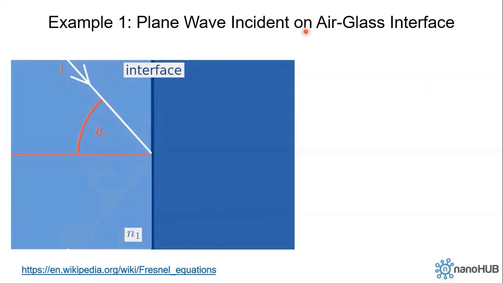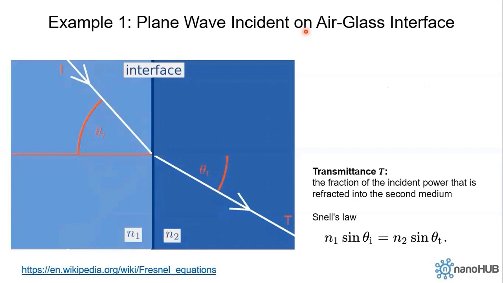We can also imagine that part of the energy must transmit through the interface and go into the glass at an angle theta t. The transmittance is defined as the fraction of the incident power that is refracted into the second medium. And from Snell's law, as long as we know the refractive indices of these two materials, we can find the relation between theta i and theta t. The transmittance and reflectance of a material interface can be calculated analytically. But before that, we need to introduce one more concept, that is polarization.